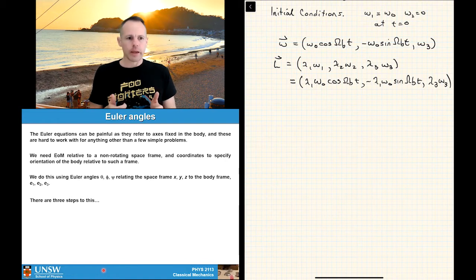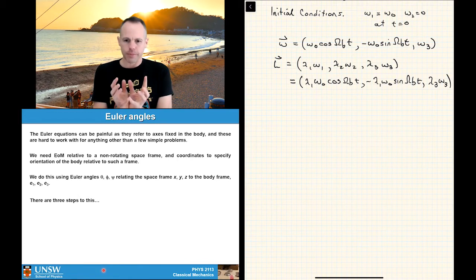Euler equations can be painful because they refer to axes that are fixed inside the body, right?